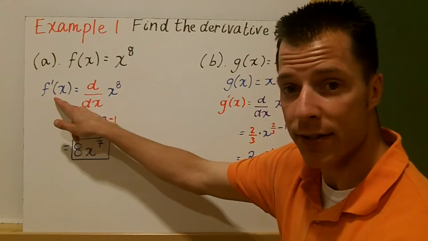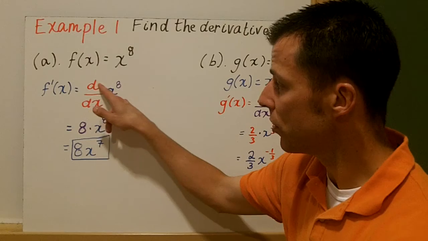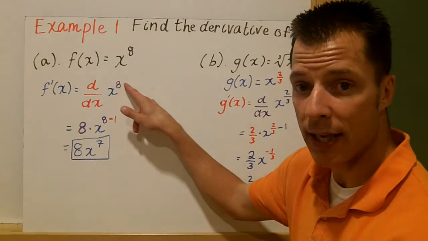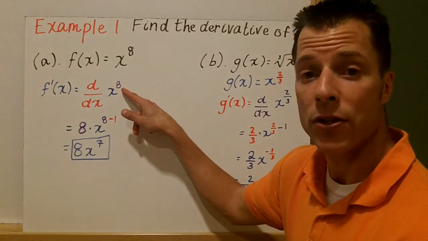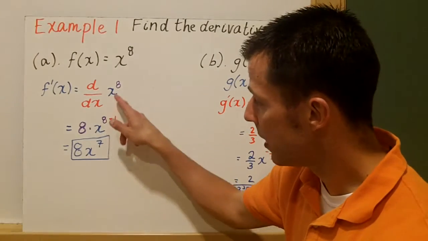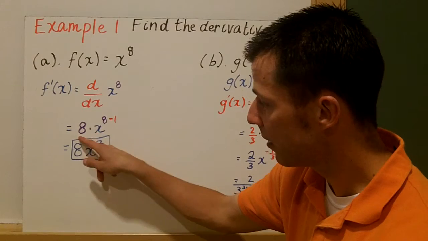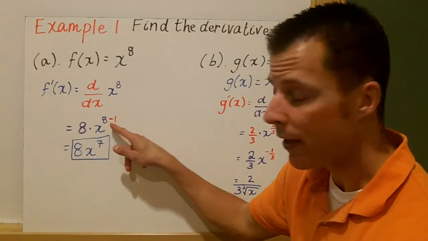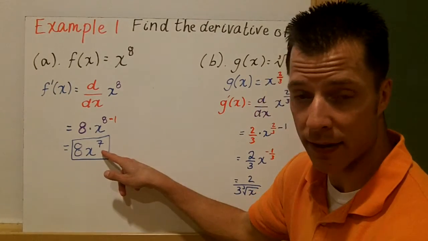F prime of x is going to be equal to the derivative with respect to x of x to the 8th. Now I put that here in purple. So let's apply our power rule. The power of 8 goes out front and gets multiplied to the x. And then we subtract off 1. So this becomes 8x to the 7th.